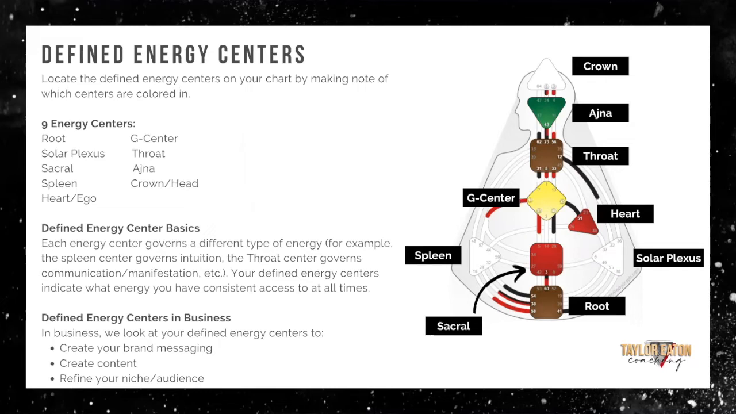So the energy centers in general govern a different type of energy per center. For example, the spleen center governs intuition, the throat center governs communication and manifestation, et cetera. Your defined energy centers indicate what energy you have consistent access to at all times. So this sample chart we're looking at, they have a defined ajna, defined throat, defined G center, defined heart center, defined sacral center, defined root center.